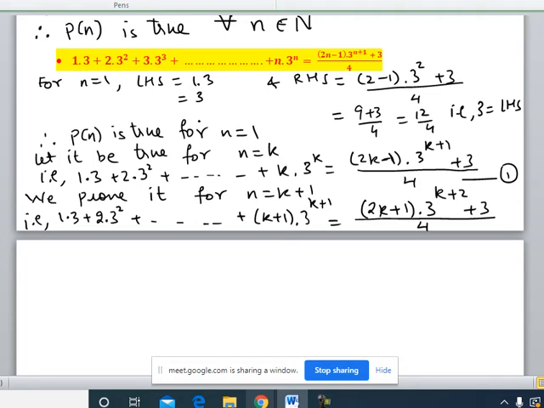Now because the first hurdle is overcome, we can assume that there is a natural number k for which the result is true. Okay, so we have written the same statement again by replacing n by k, and we are assuming for this natural number the result is correct. That means the sum of all these terms will be equal to this. And this is what we need to use for establishing the result for k plus 1. So we prove it for n equal to k plus 1.